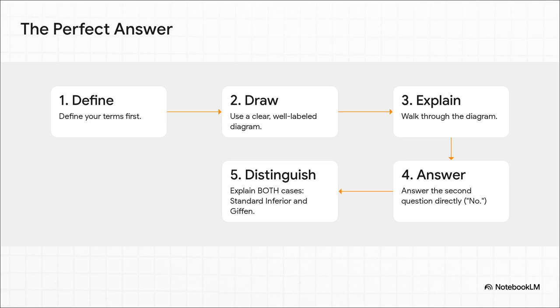Step 1. Always define your terms first. Step 2. You need a clean, perfectly labeled diagram, no excuses. Step 3. Walk the examiner through that diagram step by step, just like we did. Step 4. Answer that second question with a bold, direct no. And finally, step 5. You have to explain both cases, the standard inferior good and the special Giffen good. That's how you show you've really mastered the concept.